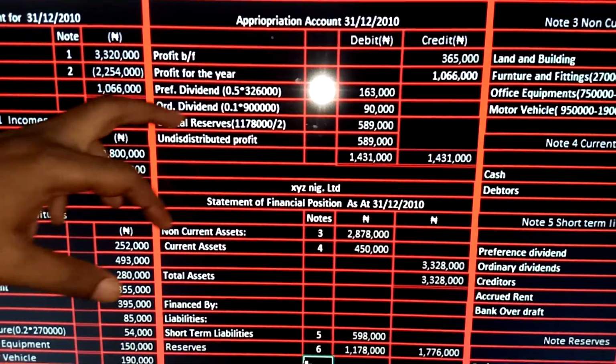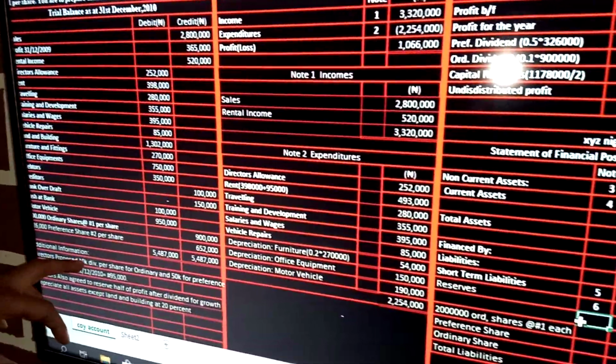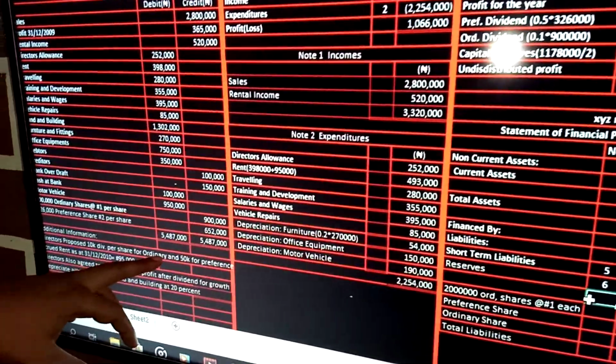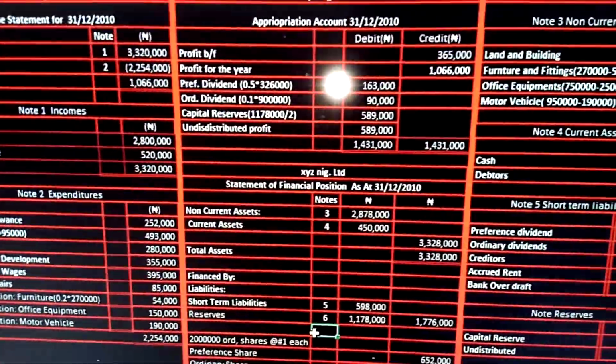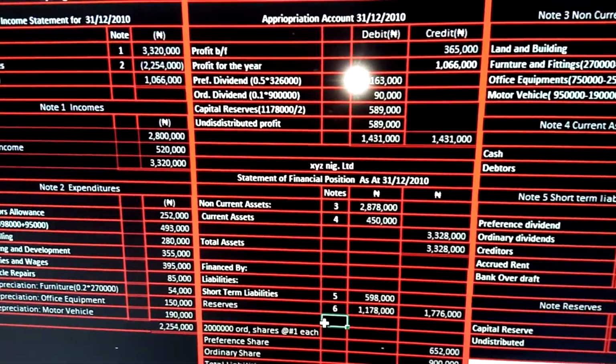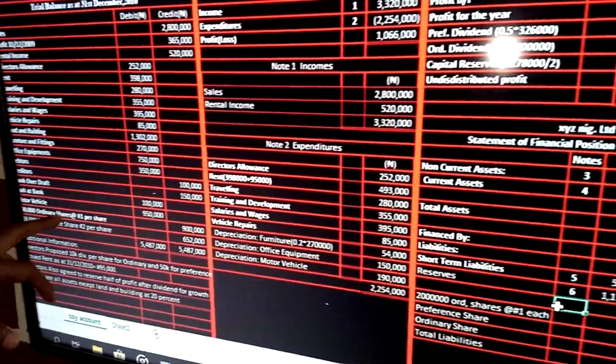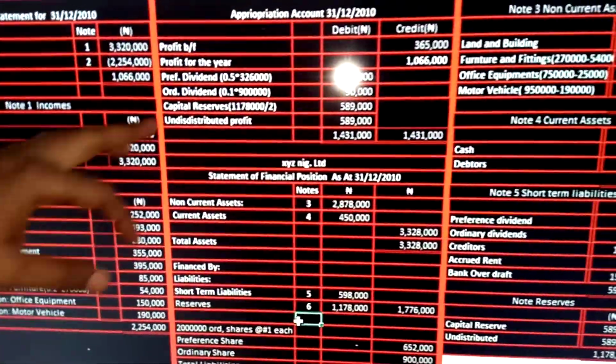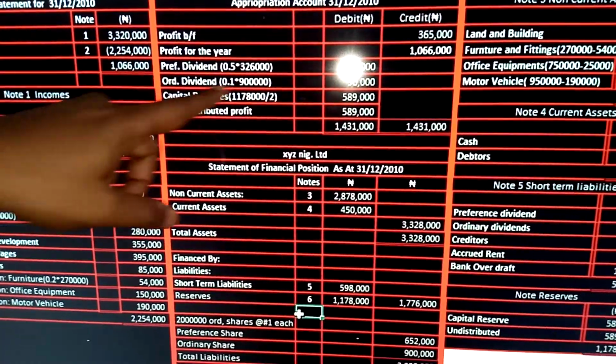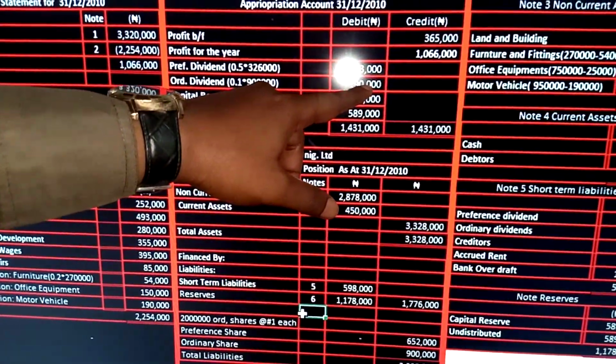So we have ordinary dividend. What did they say? Directors proposed 10 kobo dividend for ordinary shares. Okay. So how many ordinary shares do we have? We have 900,000 ordinary shares. So we have 10 kobo, which is 0.1 times 900,000. You have 90,000. That's for ordinary dividend.